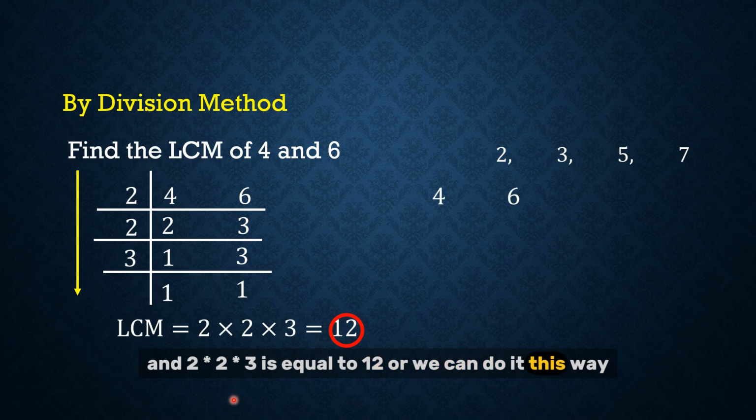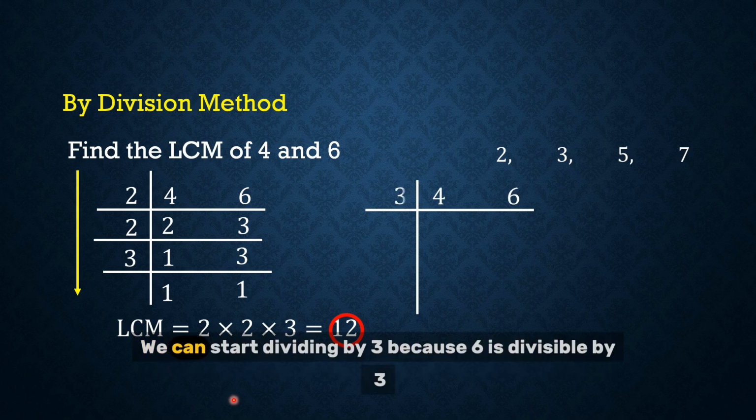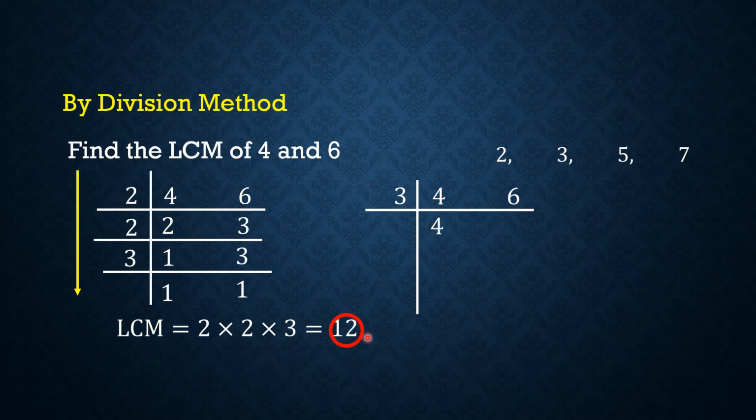Or we can do it this way. We can start dividing by 3 because 6 is divisible by 3. 4 divided by 3 is not exact, so we just bring down 4. 6 divided by 3 is equal to 2. And then we can divide by 2.